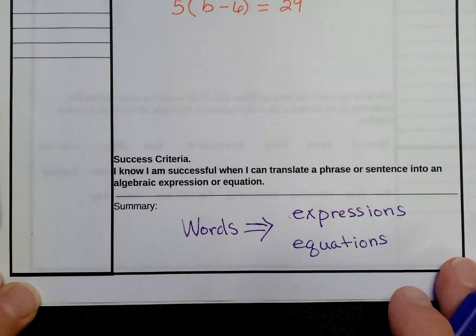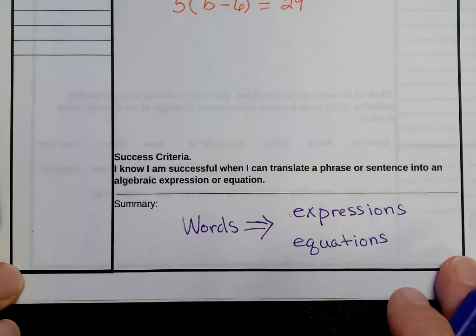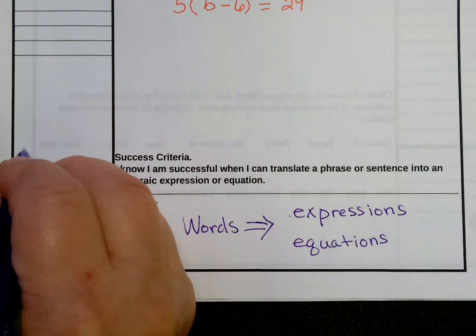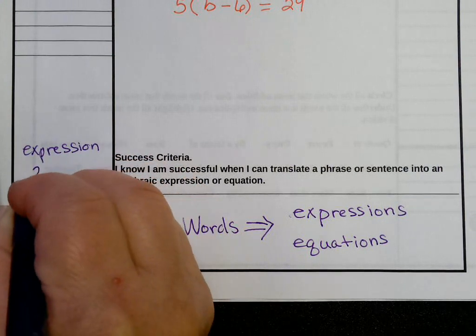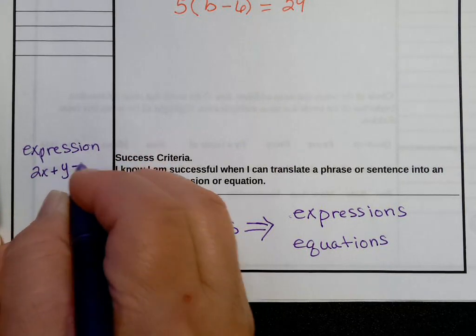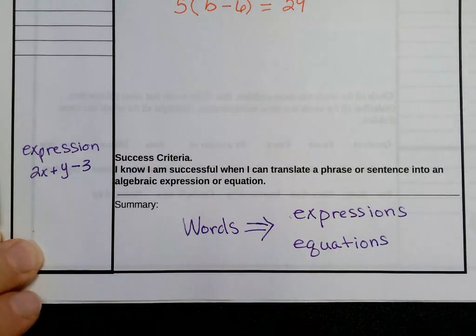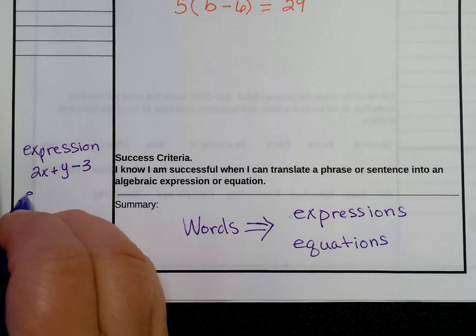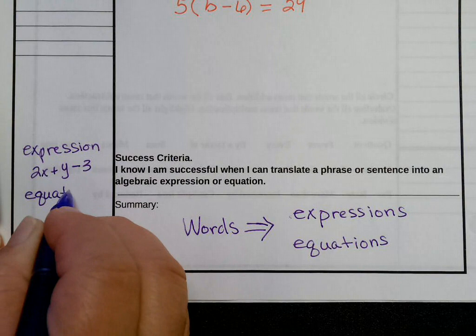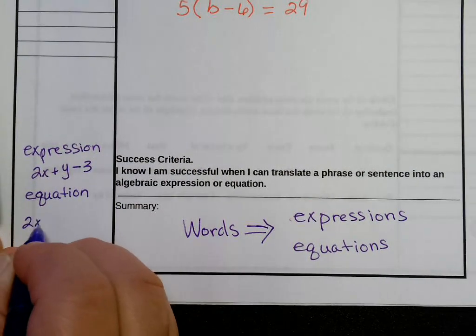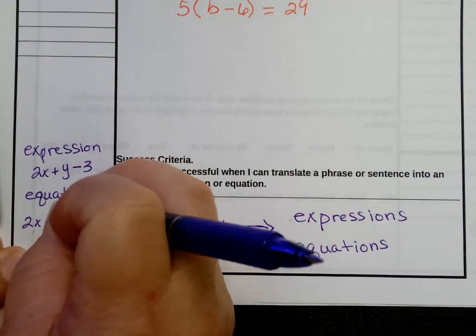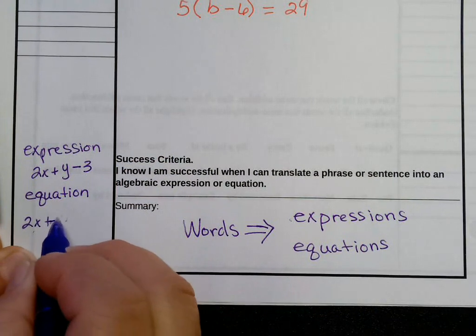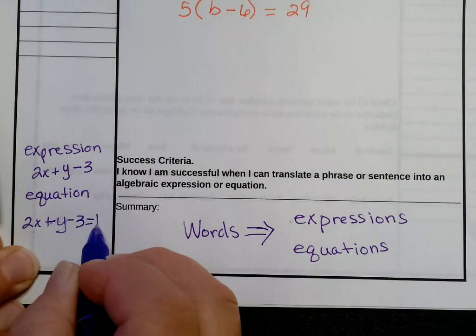What is the difference between an expression and an equation? I'll give you an example. An expression: 2x plus y minus 3. That's your expression. Okay, let's look at an equation. 2x plus y, I almost put a 4 there, did not want a 4, plus y minus 3 equals 10.